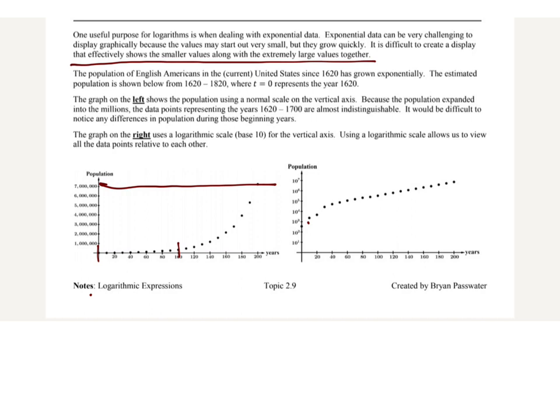The graph on the right instead uses a logarithmic scale. Using a logarithmic scale allows us to view all the data points relative to each other, so we can see more in this picture here. But I just had the hardest time seeing that these are the same thing. So here's what I want you to do.